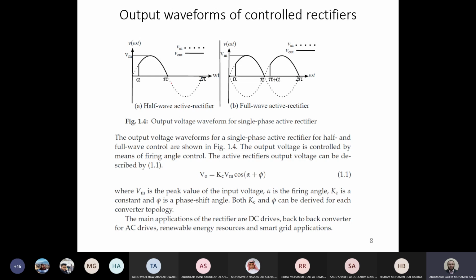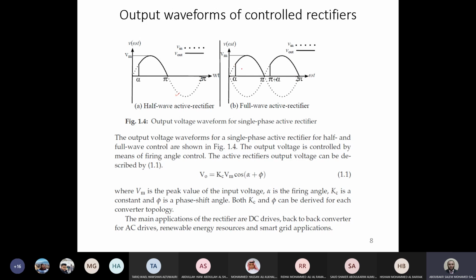So you know the dotted line here is considered as the sinusoidal one. In order to make it DC, you need to convert this negative into positive. Like that, we converted here negative to positive. Okay? This is number one. Number two, you need to control. In order to control, you can cut part of the waveform.